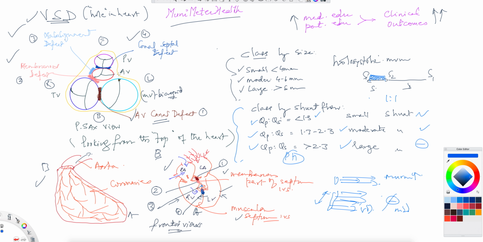And I've defined all these 4 locations of these various defects. You don't have to remember all the names, but just so that you know, the AV canal defect is right on the top here, and then next to follow is the membranous defect, then the third is your malalignment defect, and then of course you have the congenital septal defect.